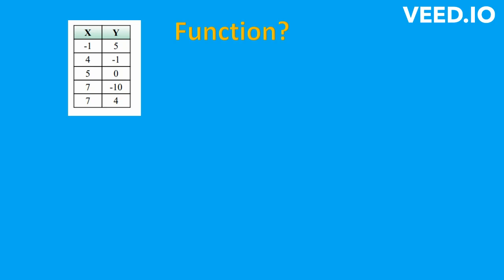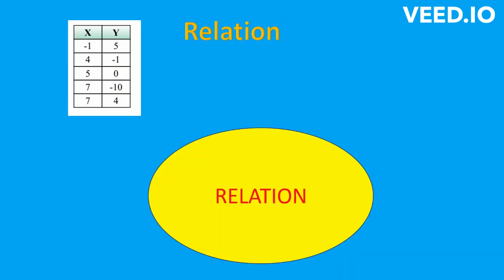We have one more here. Is this a function? See, for an input value of 7, we are having minus 10 and 4, two output values, so not a function. But it is a relation. It is still a relation. It may not be a function, but it is a relation.